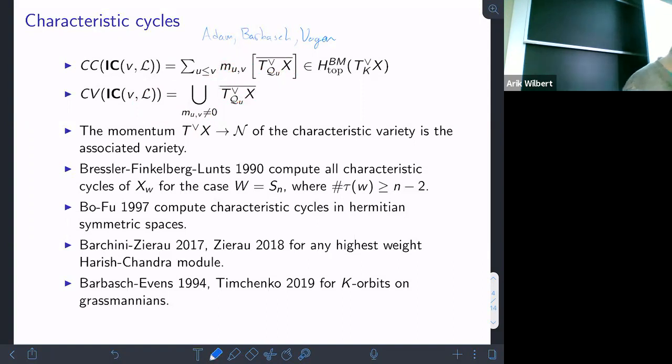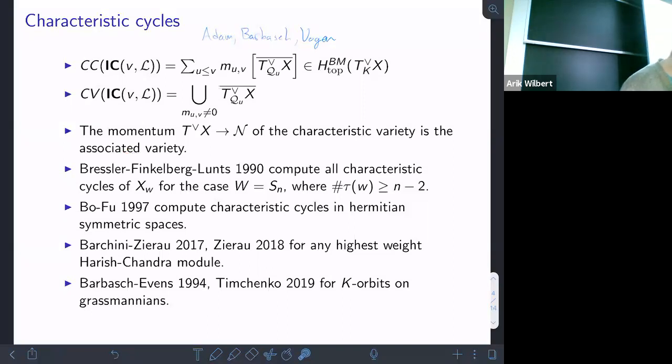One thing you can say about this is that the image under the moment map of the characteristic variety is the associated variety. The associated variety is also something important for Harish-Chandra modules. David Vogan talks a lot about the associated variety. Recently, there are applications to K-equivariant K-theory and K orbits on the nilpotent cone, and so on. I think of it as a refinement of the associated variety.